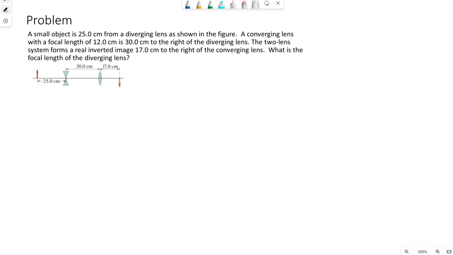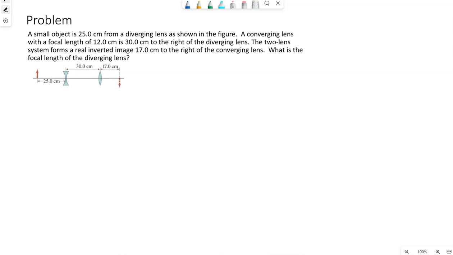We have another sample problem here. A small object is 25 centimeters from a diverging lens as shown in the figure. A converging lens with a focal length of 12 centimeters is 30 centimeters to the right of the diverging lens. The two lens system forms a real inverted image 17 centimeters to the right of the converging lens. What is the focal length of the diverging lens?